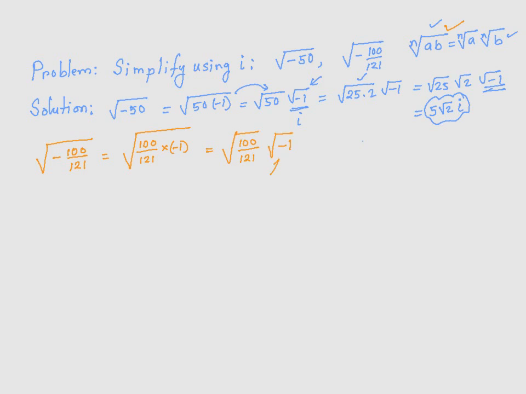Again, the square root of negative 1 is just i. And the square root of 100 over 121 is just 10 over 11. Then this is i. So 10 over 11 i, and that's the answer to this one.